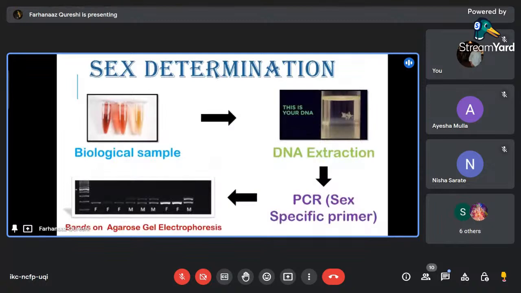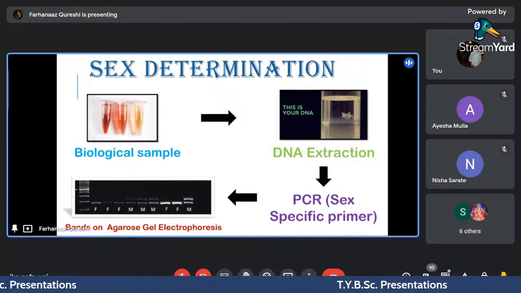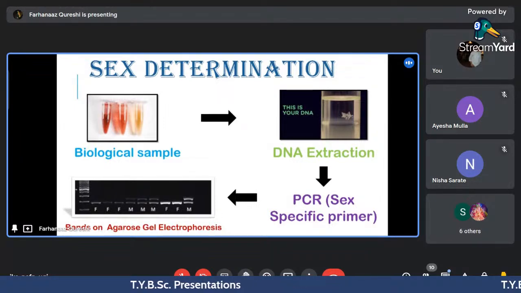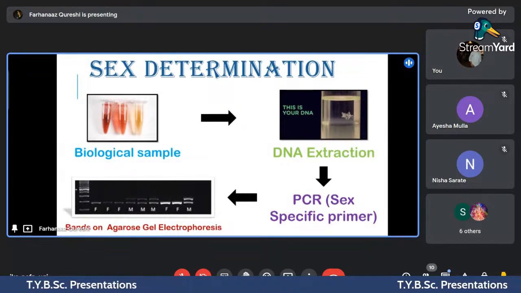So next is sex determination. Polymerase chain reaction is used to identify the sex of any individual. For example, we have a biological sample and we don't know the sex of the sample. So we extract the DNA from the given biological sample, and then run PCR using specific primers which help to determine the sex of the individual. These are the sex-specific primers. After that we will run the PCR.